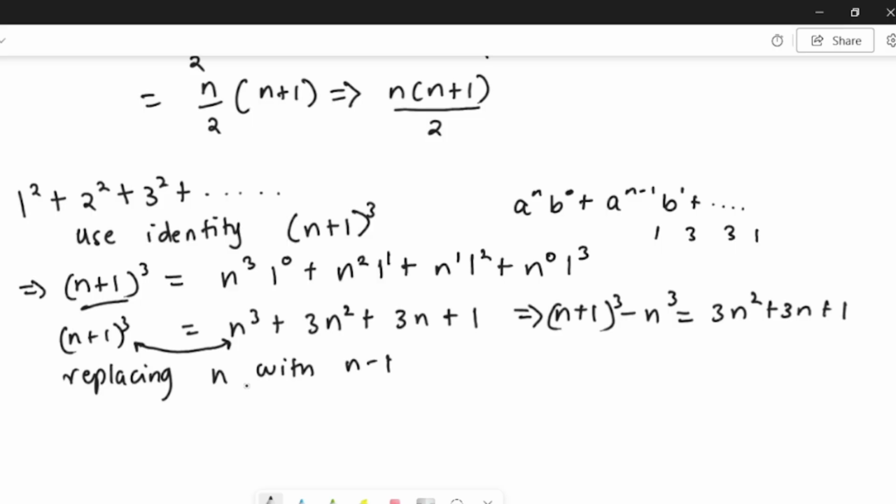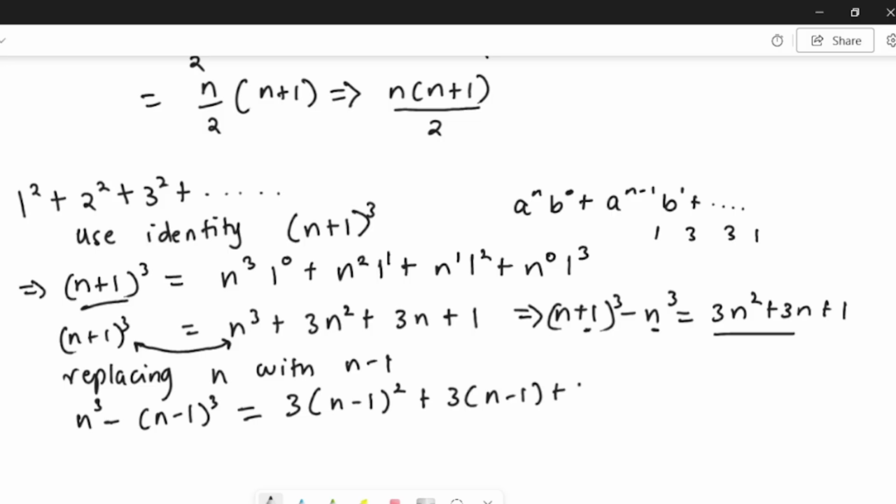Now we are replacing n by n minus 1 in this equation, on the left hand side and also on the right hand side. Now we are going to have n cubed minus n minus 1 cubed, because if you decrease n plus 1 by 1, we're left with n, and if you decrease n by 1, we're left with n minus 1. This is equal to 3 into n minus 1 squared plus 3 into n minus 1 plus 1.